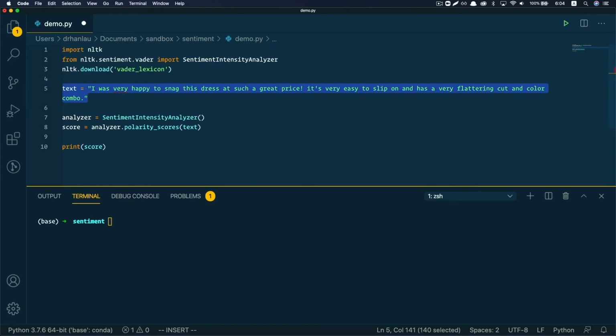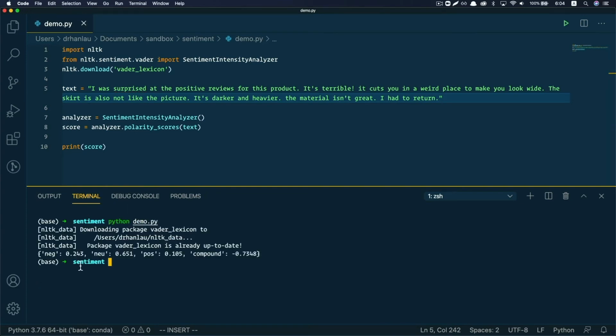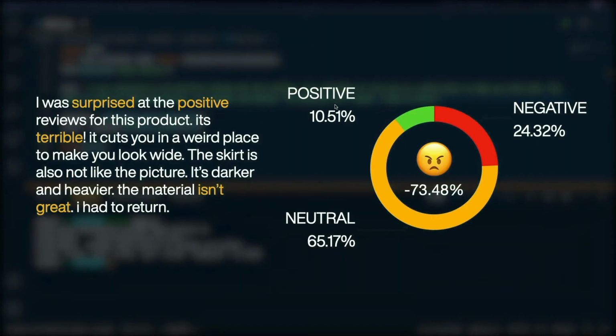Let's look at another example. Similarly, let's assign the review to the variable text. Save it, run our Python script again. And this time around, we get negative 0.243, neutral 0.651, positive 0.105, and the overall score is negative 0.7348. So again, what does it mean? This particular review is only 10.5% positive, 65.1% neutral, and 24.3% negative. So the overall score is negative 73.48%, which is a pretty negative review.